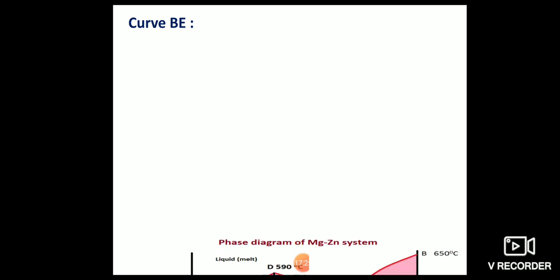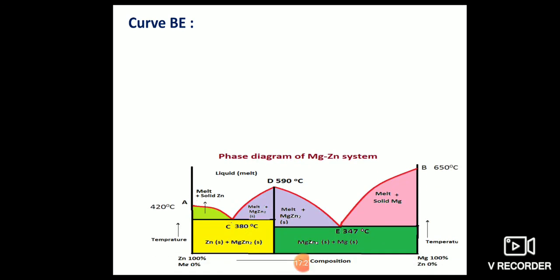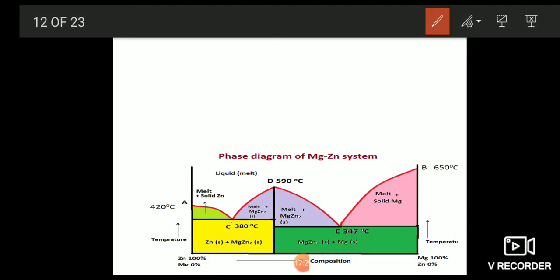Now, coming to the next thing. Next curve is curve B. Where is it located? Curve B. Okay.